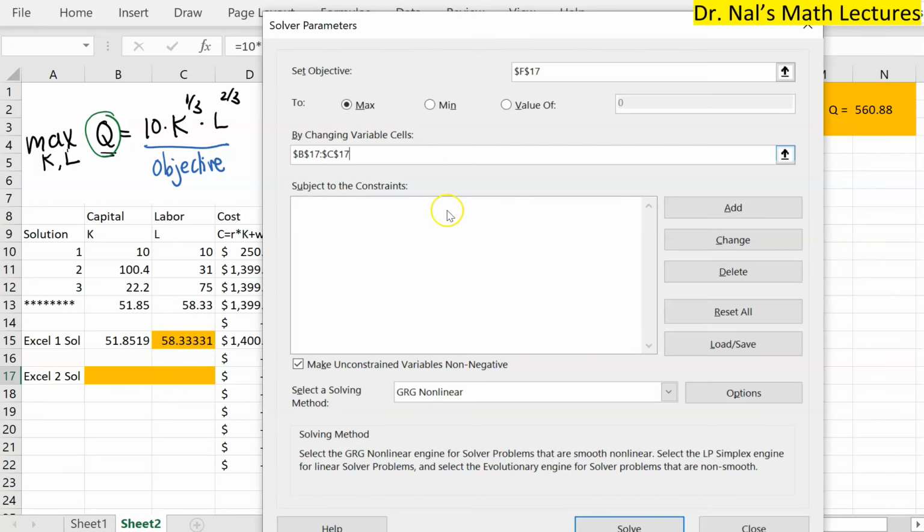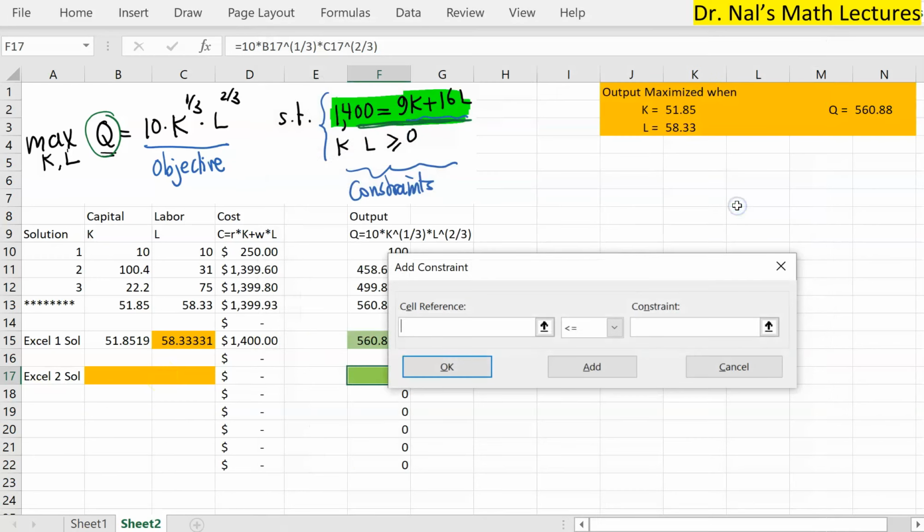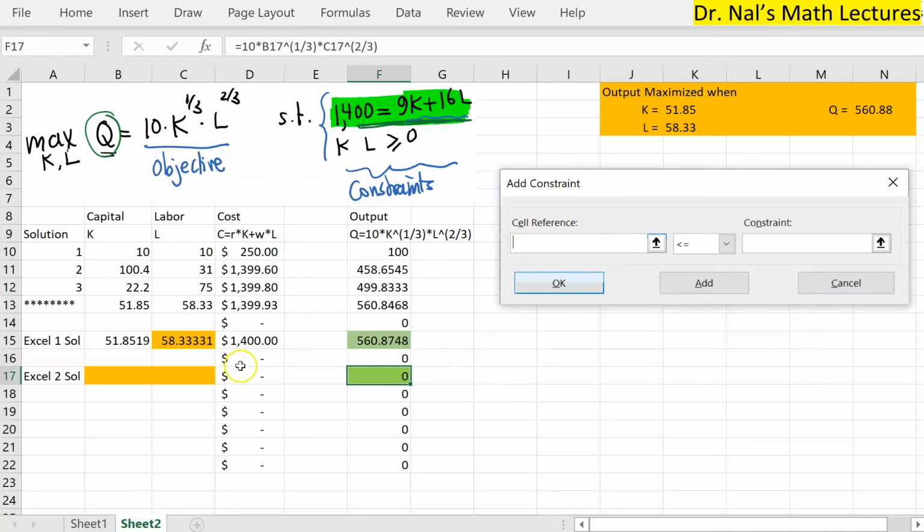All right, but now I need to add a constraint. I want to change those two variables, capital and labor, in such a way that cost is exactly 1400. I want the machine to recognize that, so I add that constraint. So what is the constraint? That cell reference is this number here, which has the actual formula related to cost. I want that to be exactly equal to 1400. So I want to maximize this while making sure that the combination of capital and labor that I'm using is exactly 1400. Do you guys see that? That reference is related to that cost.